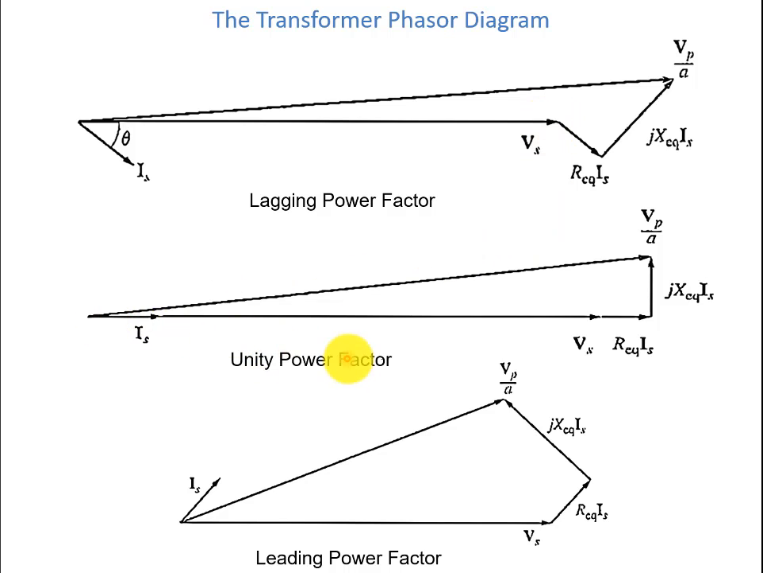Similarly, for the unity power factor, we have taken Vs up to here as a reference. Because it is a unity power factor, theta is 0, so Is is in phase with the voltage. We add R equivalent times Is to this Vs, and jX equivalent Is, which is at 90 degrees because of the j, is added to it here. The resultant is Vp over a.